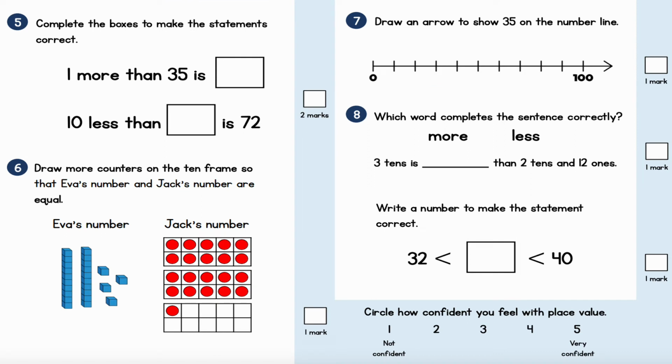This is question number 5. Complete the boxes to make the statements correct. 1 more than 35 is 36. Okay, so we add 1 to the units column. Okay, 10 less than 72. So we take off 1 from the tens column. So the seven becomes a six, and I get 62. If we're not sure about that, it's important, so I'd write it like this, using column addition.